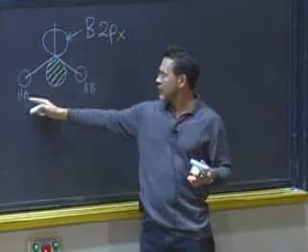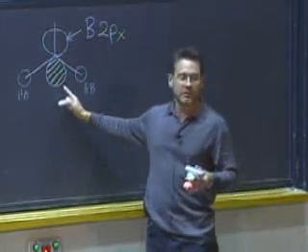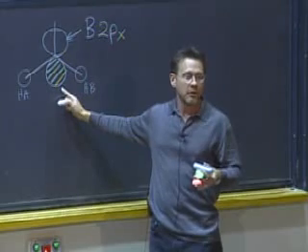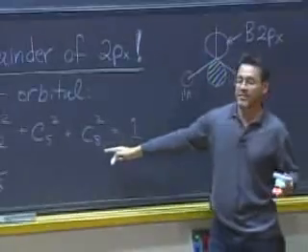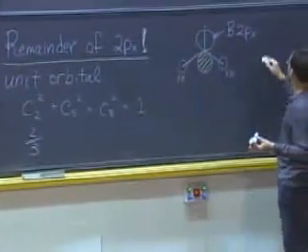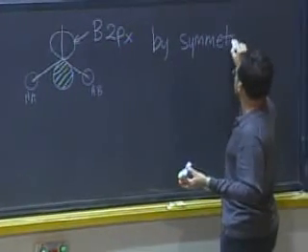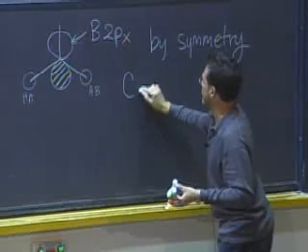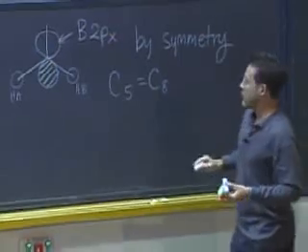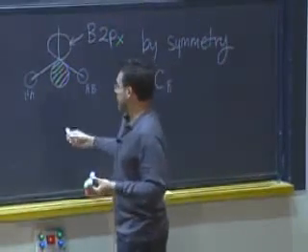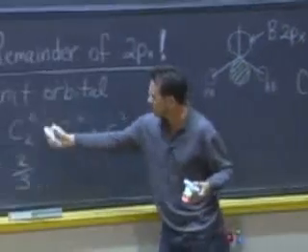Notice that these HA and HB atomic positions are mirror images of each other with respect to this 2px orbital in the middle. Okay? And that tells us that C5 must be equal to C8. So we're using symmetry as a mathematical argument here to say that C5 is equal to C8, and therefore we can figure out exactly what C5 and C8 are, because we already know that C2 squared is 2/3.